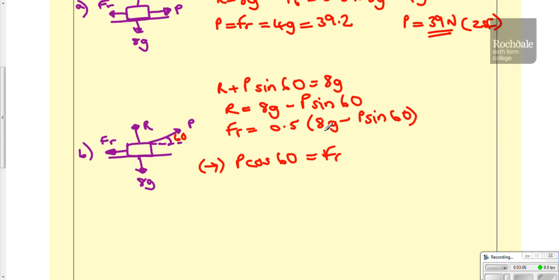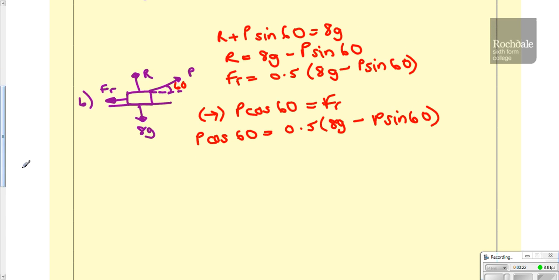Now we've got an expression for the friction here, so if we substitute that in, it's just a case of making sure we rearrange the algebra carefully. Try to avoid putting these numbers into your calculator and getting long decimals, because that's how we get rounding errors. So if I just multiply this out, we're going to have P cos 60 equals 0.5 times 8g, which is 4g, and then 0.5 multiplied by P sine 60.